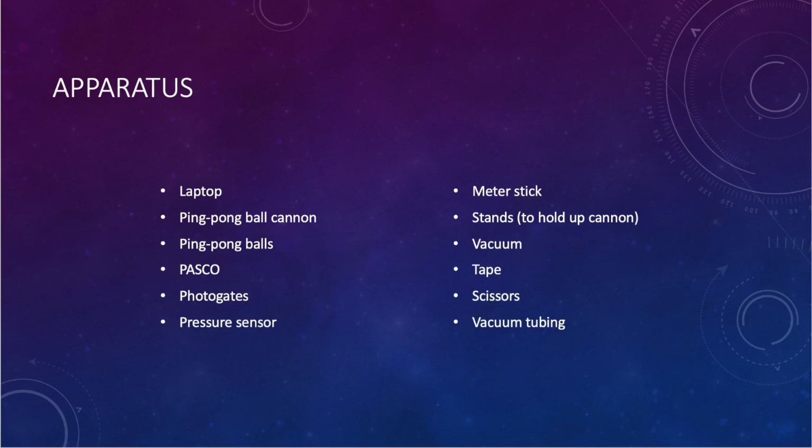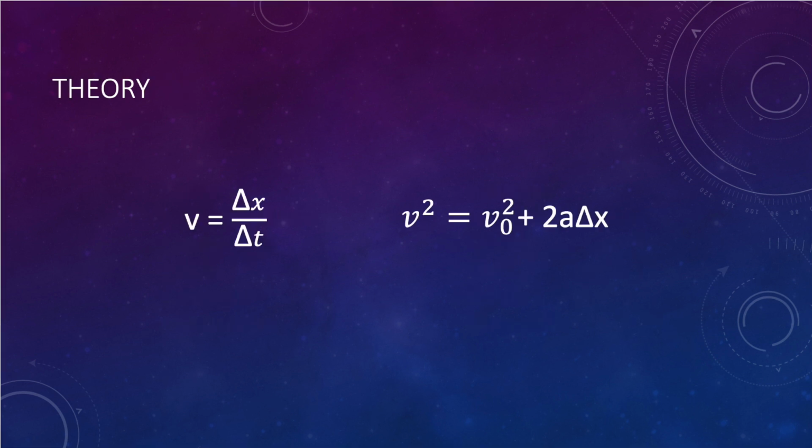This procedure includes the following apparatus: a laptop, a ping pong ball cannon, ping pong balls, Pasco, photo gates, a pressure sensor, a meter stick, stands to hold up the cannon, a vacuum, a piece of tape, scissors, and vacuum tubing. There will be 2 different equations that we will need for this procedure.